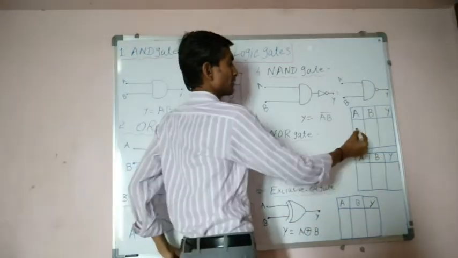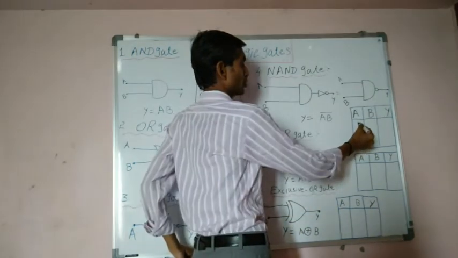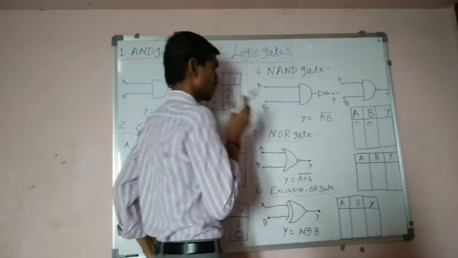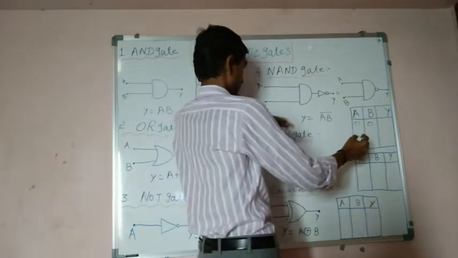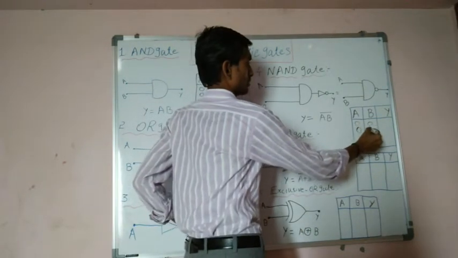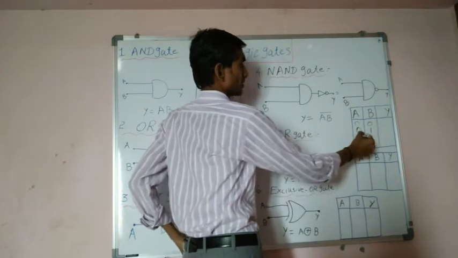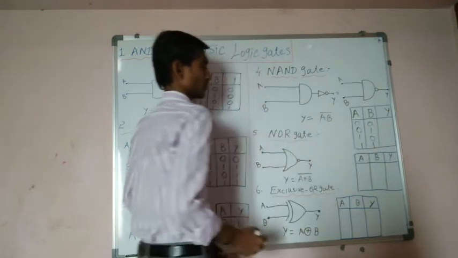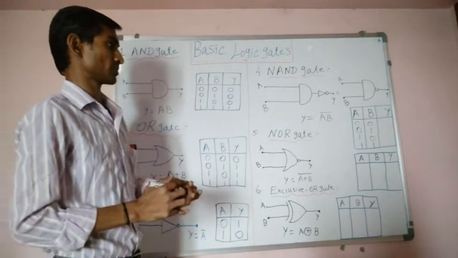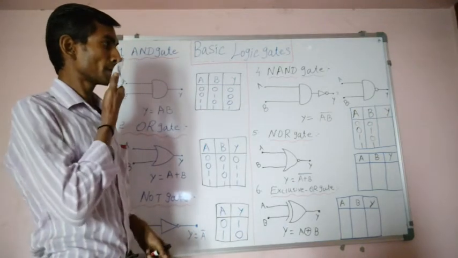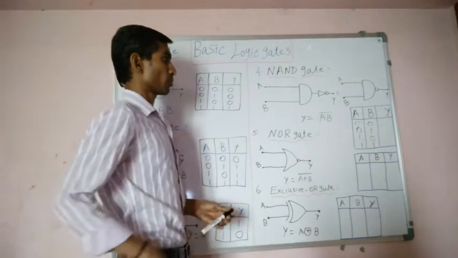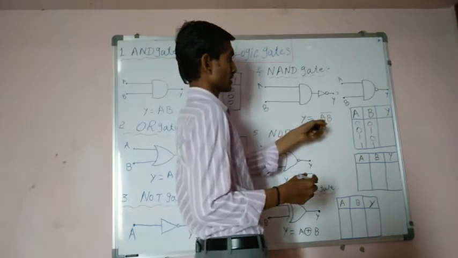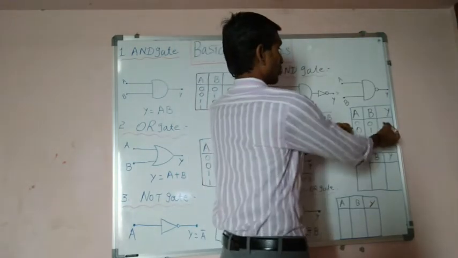Now I am going to write the possible input values. 0, 0, first possible. 0, 1, second possible. 1, 0, third one. 1, 1, fourth possible input values. Okay. Now we are going to get the output. The NAND operation was done here. We will get the output.